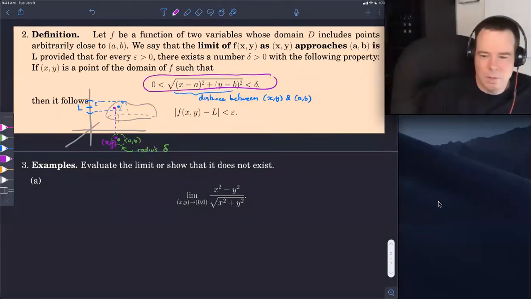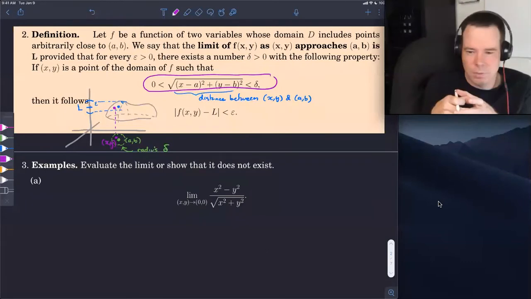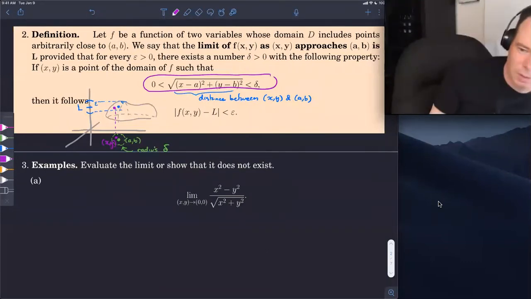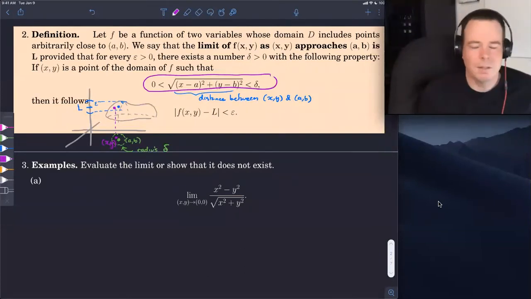And if I can do this no matter how thin I make this epsilon sandwich, no matter how thin I want to make that, I can always find a circle around my AB value such that all other values map to within that epsilon sandwich. Then I say that L is the limiting value. It's the formal way of saying the limiting value is L if my function values can get as close to L as I like by taking my inputs as close to AB as I like. This is the formalization of that.